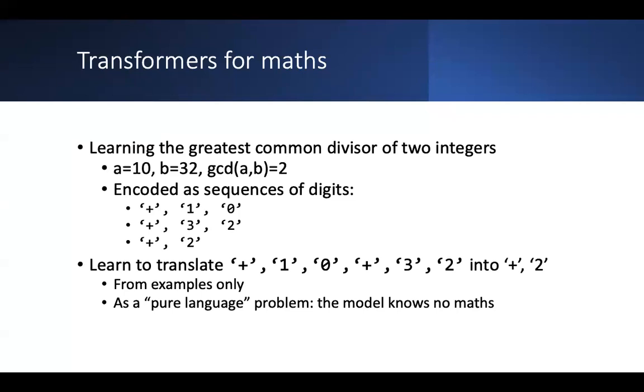And I want this to happen just from examples, so the model will not know anything about mathematics. It's a pure language problem, like translating. And by the way, at this point, I have to add that the fact that the words are plus 1, 0, plus 3, 2 is totally irrelevant. It could be red, blue, yellow, banana, blue, red. It would work as well. The meaning of the word has absolutely no importance for the machine.